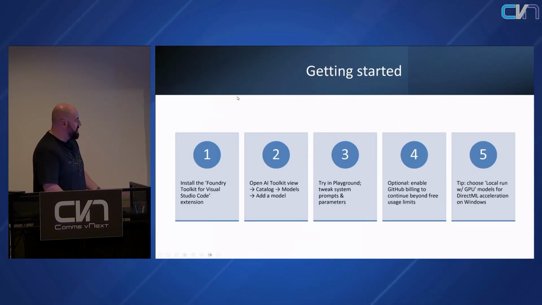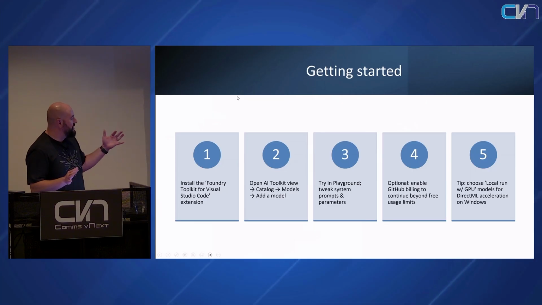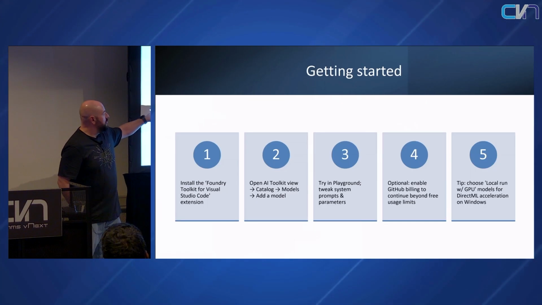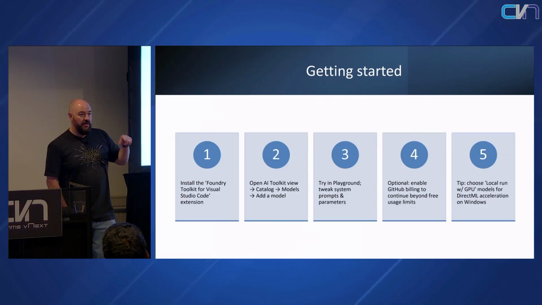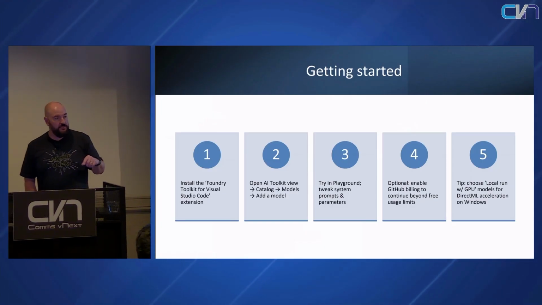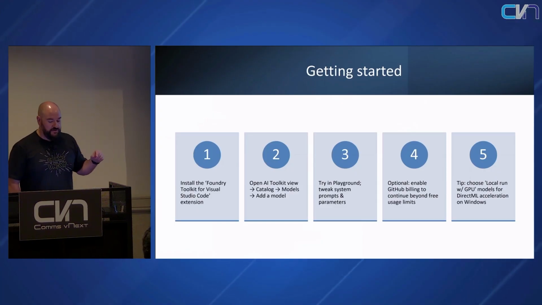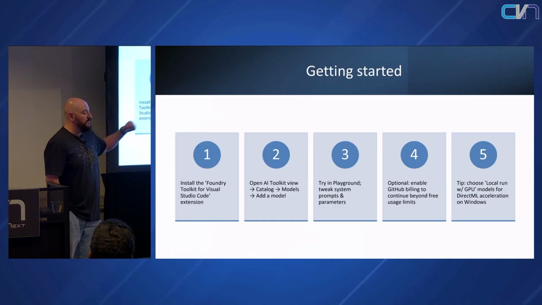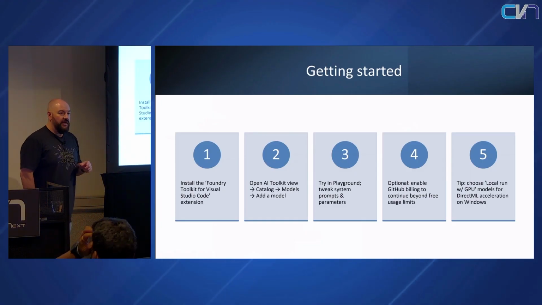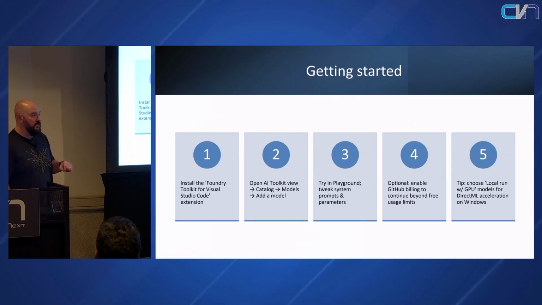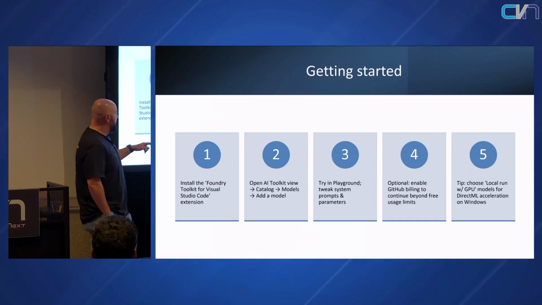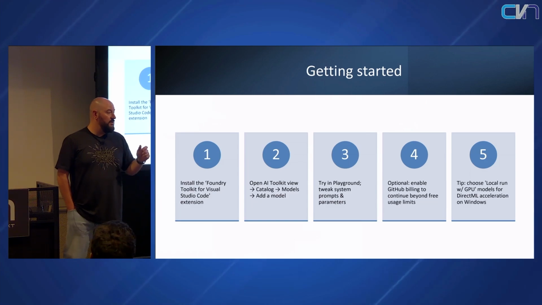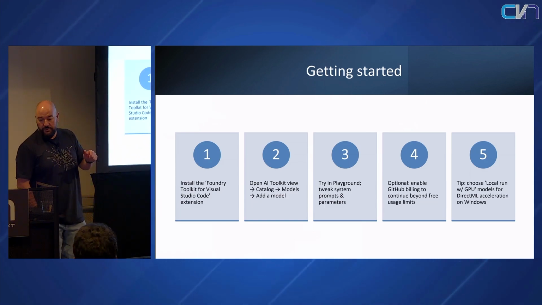Okay, getting started, basics. The first thing we're going to do is install the Foundry toolkit. It's in the extensions for Visual Studio Code. So go to the extensions gallery and find the Foundry toolkit for Visual Studio Code. It used to be the AI toolkit, and now it's called the Foundry toolkit. Like I said, when it installs, it still installs as the AI toolkit. You'll see it on the left-hand bar with any other extension that you install to Visual Studio Code.